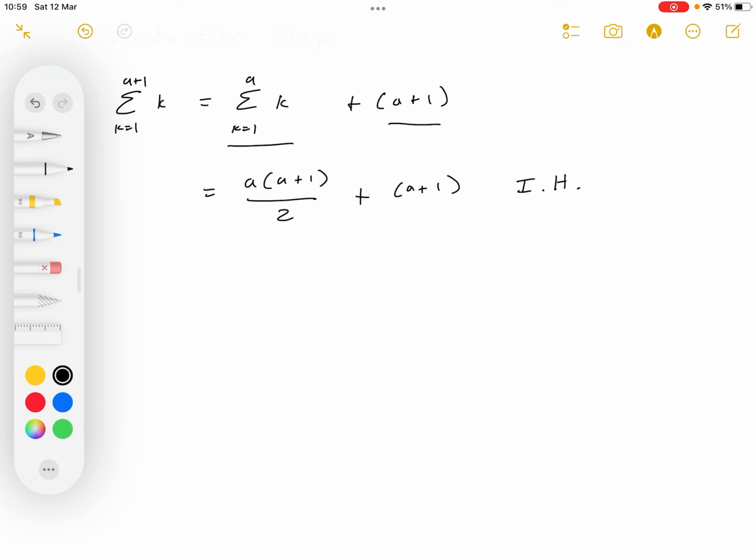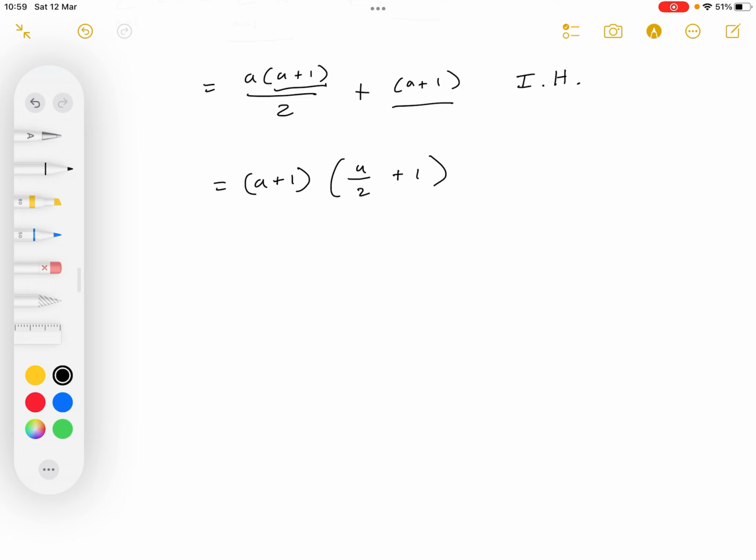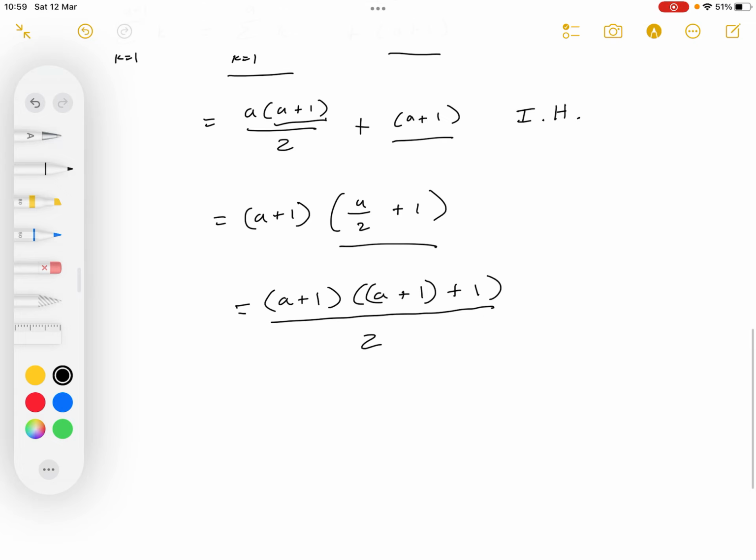Now we can actually factor these out, and we have (a plus 1) times (a over 2 plus 1), like so. And we can now factor out a half from this. So we have (a plus 1) times (a plus 1, I'm going to write it like this, plus 1, but it's actually just a plus 2) over 2. But this means that, thus, P is true for n equals a plus 1. Okay?